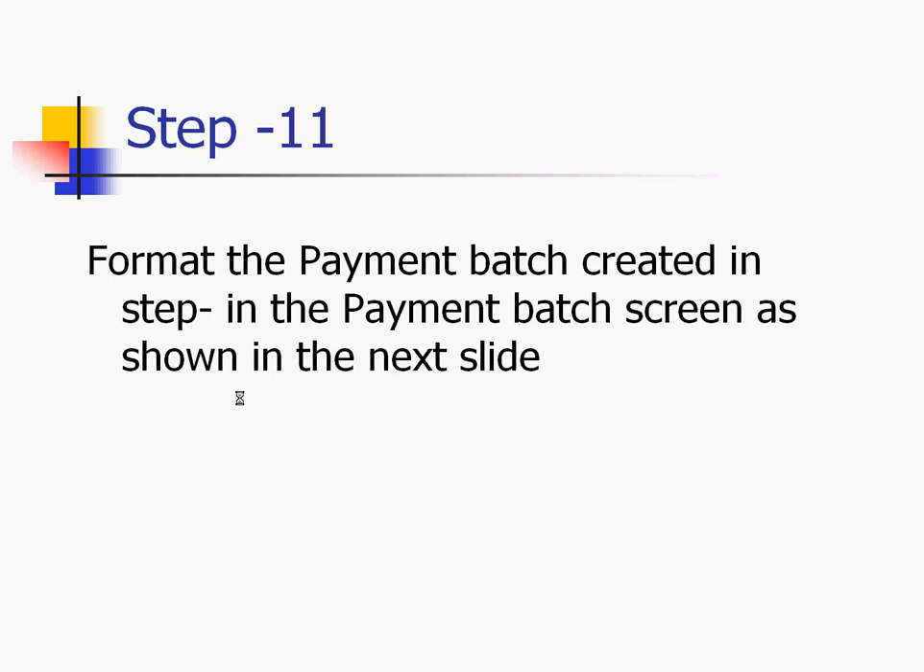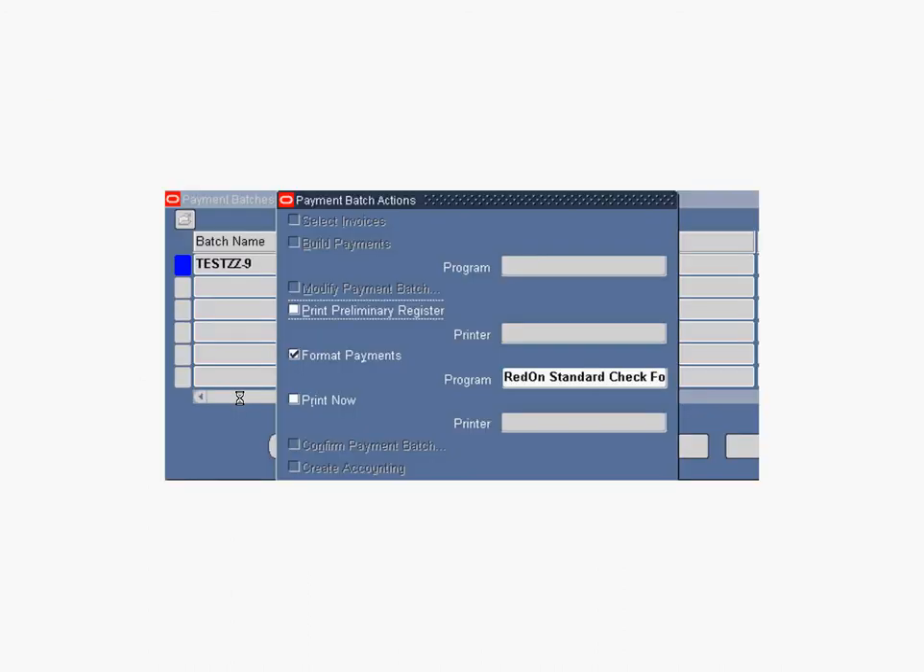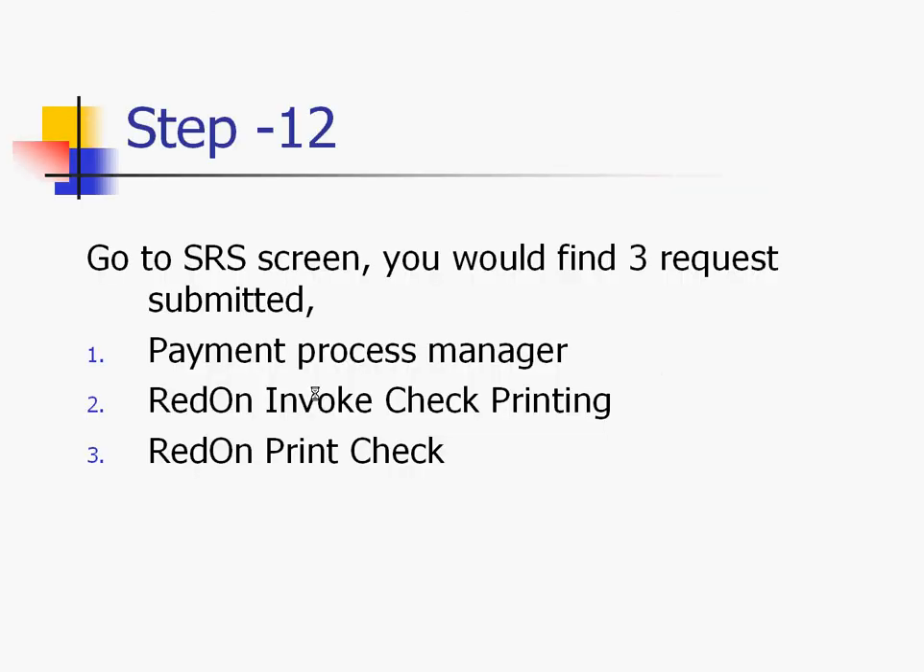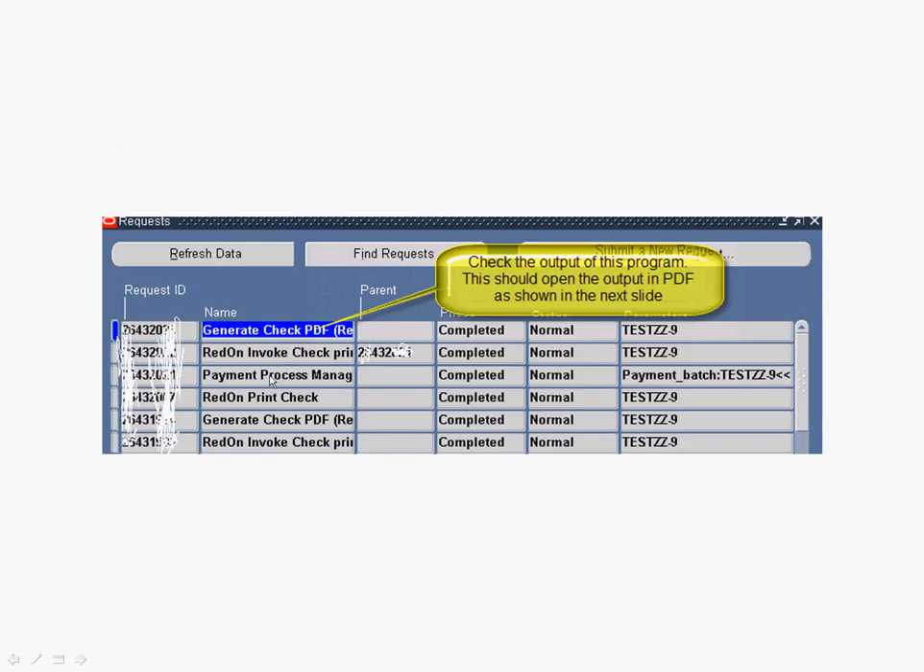Now you go to the payment batch screen, and the payment batch would still be in build status because we have not formatted it. Now go to Action and select Format. This is the screen where you say format and then submit. That would generate 3 concurrent requests. One is the payment process manager, which in turn invokes the first concurrent program that we have, which is the invoke check printing. That will in turn invoke the print check. Once it finishes, these are the 3 concurrent requests.